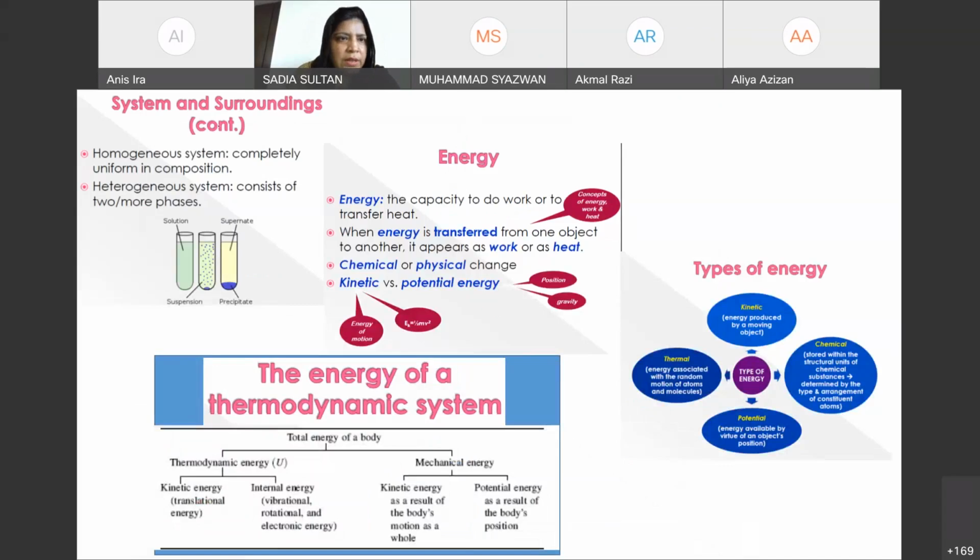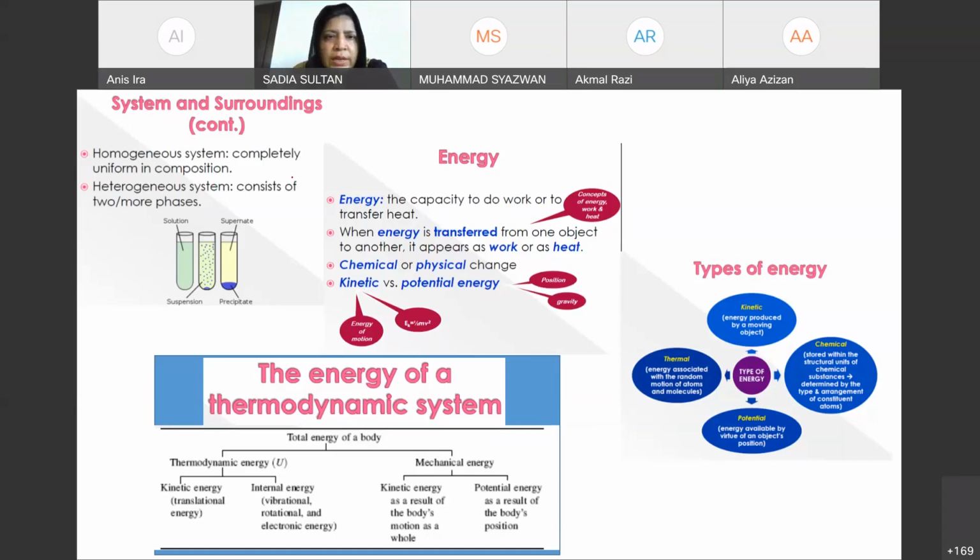This is again the system and the surroundings. So you can see the homogeneous system. What is a homogeneous system? You have solutions. This is homogeneous. And a heterogeneous system consists of two or more phases. So you can see suspensions, or sometimes you have supernatant and precipitate. This is called a heterogeneous solution. Homogeneous is the same phase, right?